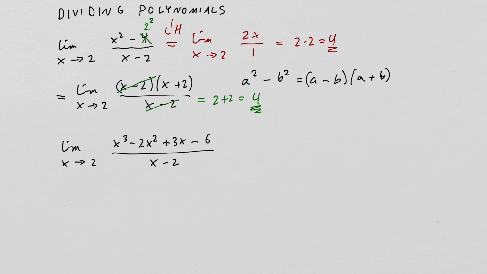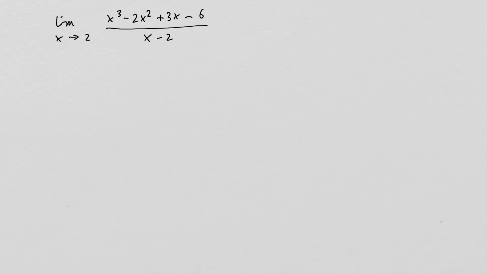If we would want to calculate this limit, it wouldn't be so easy. We wouldn't know how to get a factor of x minus 2 in the upstairs, so we could cancel it out. However, in the autumn we learned a method how to calculate this fraction. So we want to divide this polynomial with this polynomial.